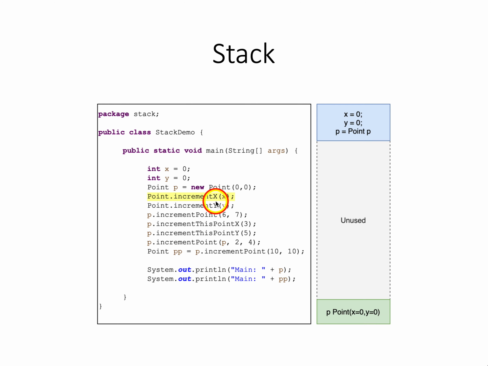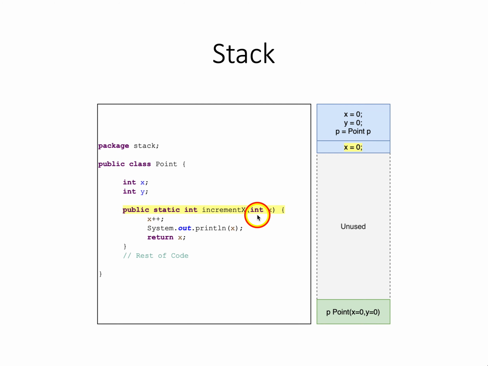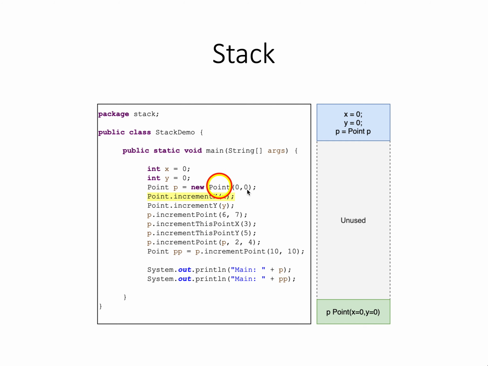So when we enter into this method, we are passing the value 0, and a new stack frame is created, and this parameter is given the same value that was in x, but it is not referring to that same x. It is a brand new x. It just copied the value into this x on this new stack frame. So when we increment x, we increment this one right here. We do not increment the one that was declared in main.